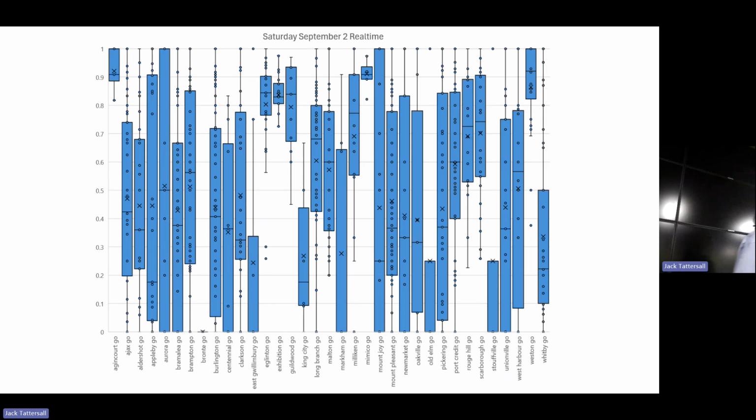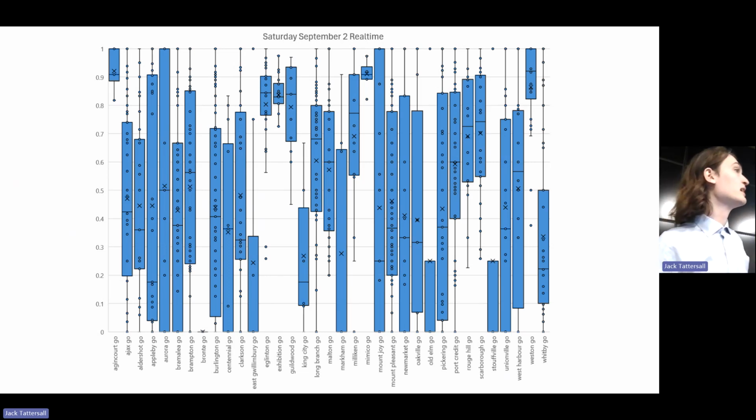And you see quite similar results on a weekend too, which is interesting, even with lower frequency services and less service, as you typically see on a weekend. You'll notice there are fewer stations on a Saturday because GO Rail service doesn't operate on the Richmond Hill and Milton lines and some ends of the Kitchener and Lakeshore West lines on a weekend.